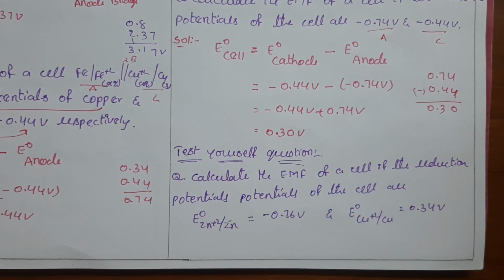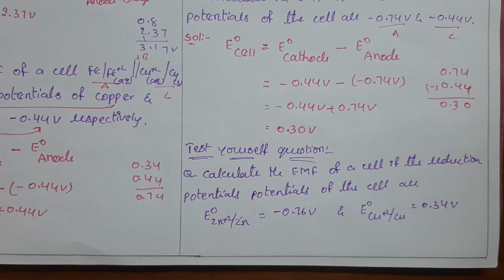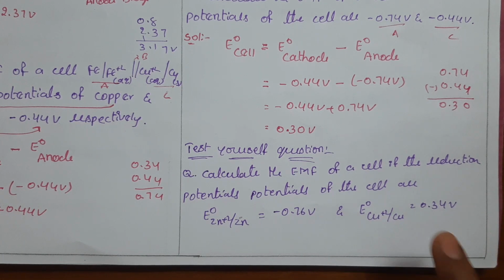Now I gave one test yourself question. Calculate the EMF of a cell if the reduction potentials of the cell are given as E naught Zn and E naught copper. After watching this video, you will be able to do this question easily.